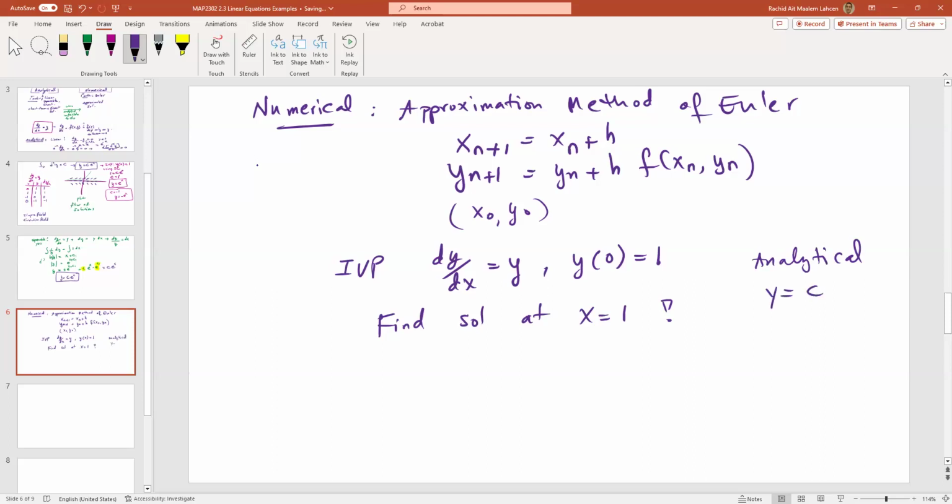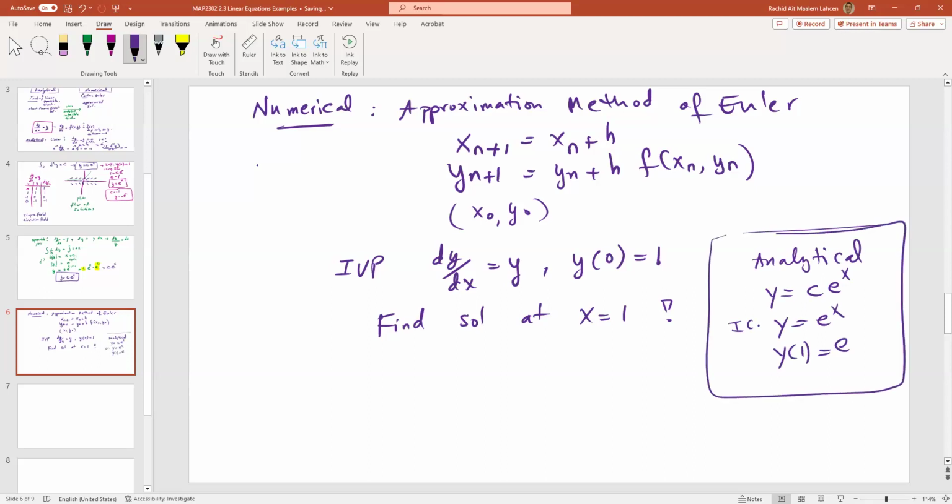We found y equals c e^x. I used the initial condition and found y equals e^x. So now y at 1 is e. We know the exact answer and we know the value of e. So let's see how this is going to work. Let's decide we will use just 4 steps. Then I'll give the numbers for the other steps we did. So n equals 4, which means h is 1 over 4, which means 0.25.